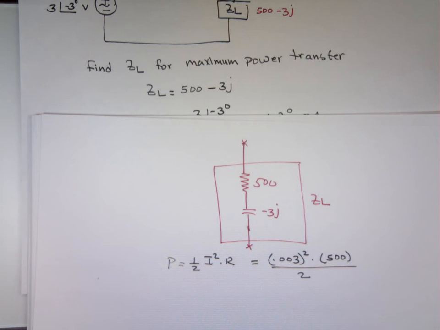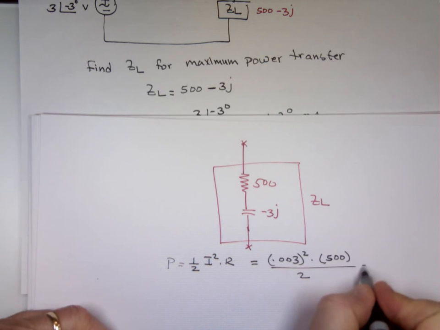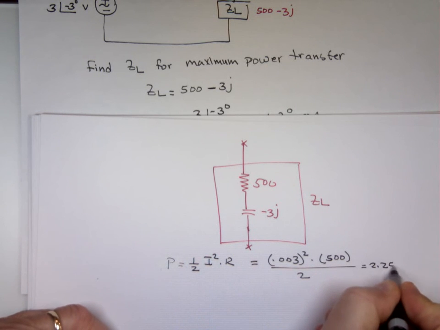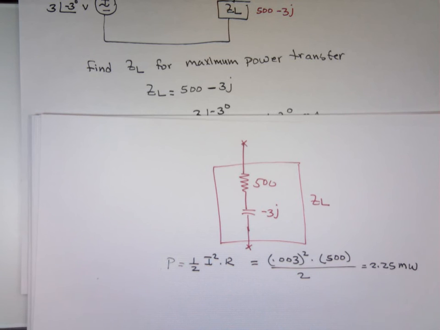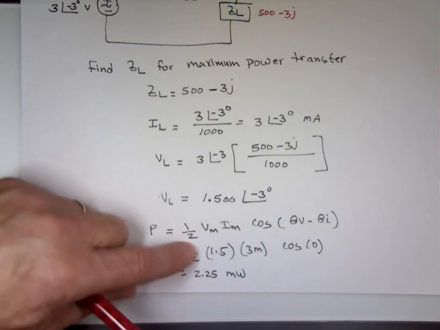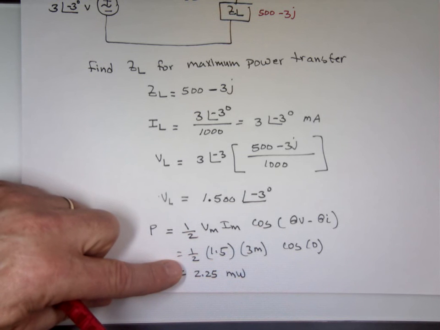0.003 squared times 500 divided by 2, and well, you know, 0.002225. So it is 2.25 milliwatts. I could have done it that way. Instead of finding the current through it, find this, and it's not much work really. But notice both answers give me the same thing.